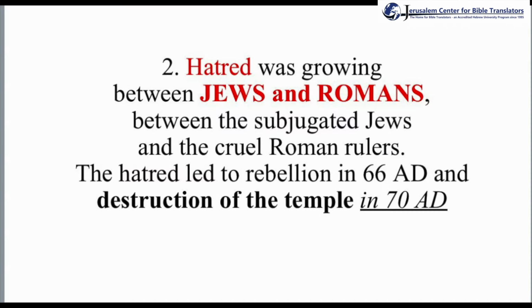Now, not just tension, outright extreme hatred between Jews and Romans, between the subjugated Jews and the cruel Roman rulers. And this hatred led to rebellion in 66 AD and the destruction of the temple in 70 AD. 2 solid facts. Tension and hatred between Jews and Jews, and this second one between Jews and Romans. Now, how are they reflected in the Synoptic Gospels?